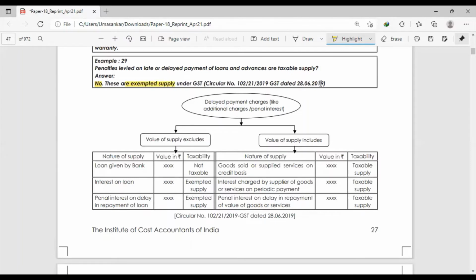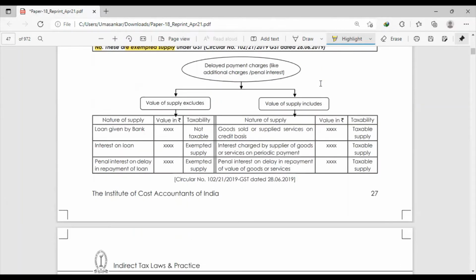So see here, the explanation is in chart format. Delayed payment charges, like additional charge or penal interest. The value of supply excludes a loan given by a bank. As I have already said in the definition of supply, it is anything other than goods, but it excludes money and securities. So the value of supply will exclude the loan given by the bank, so it is not taxable. The interest on a loan is an exempted supply, but penal interest on delay in repayment of a loan is also an exempted supply. Okay, this comes under Circular number 102/2019 GST dated 28/6/2019. If you have any doubt, you can go through this notification.